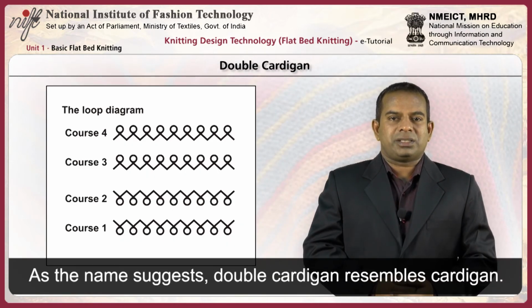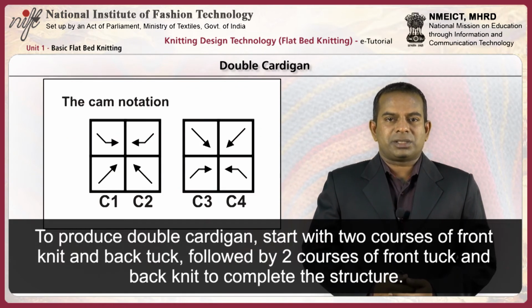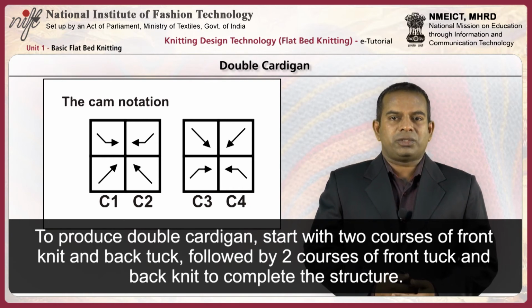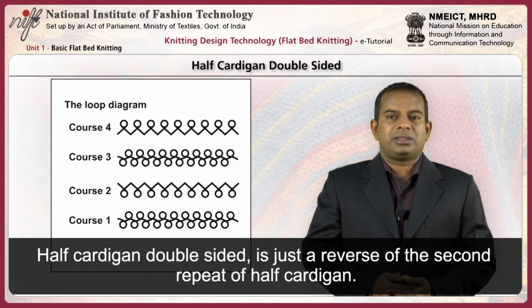As the name suggests, double cardigan resembles cardigan. To produce double cardigan, start with 2 courses of front net and back tuck followed by 2 courses of front tuck and back net to complete the structure. Half cardigan double-sided is just a reverse of the second repeat of the half cardigan.